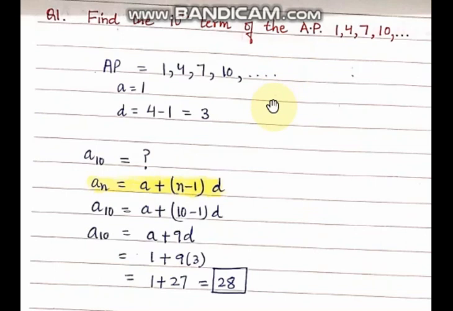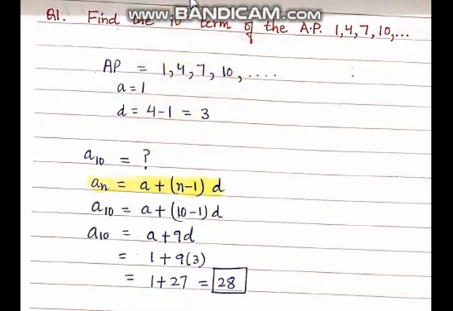So let's take up a few examples now. For the AP 1, 4, 7, 10 and so on, we need to find the 10th term. So our observation, first of all, we'll write the arithmetic progression. Then the first term is 1. We'll find the common difference. Common difference is 4 minus 1, that means the second term minus the first term, which is 3.